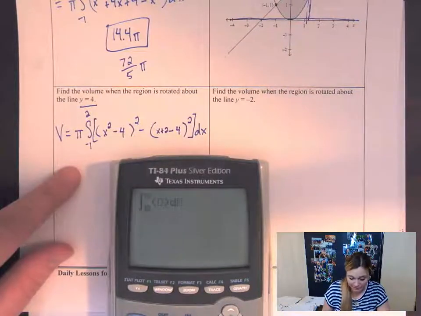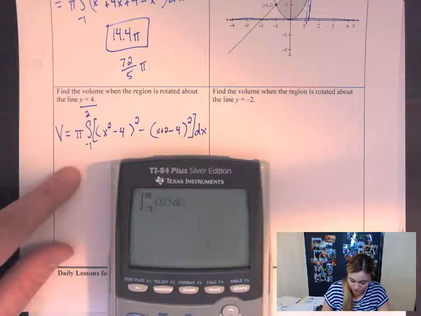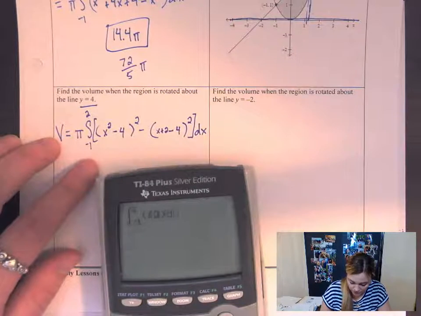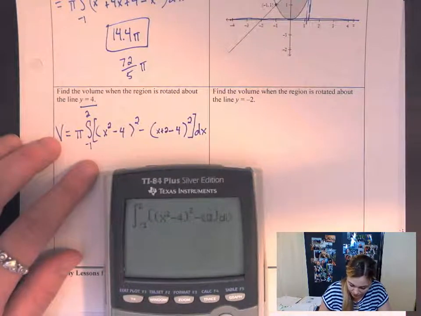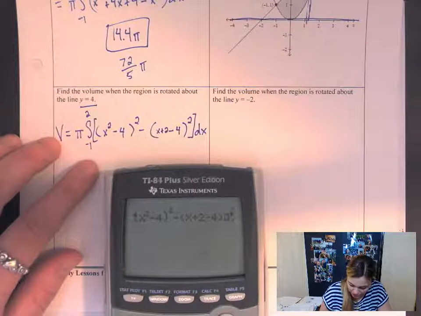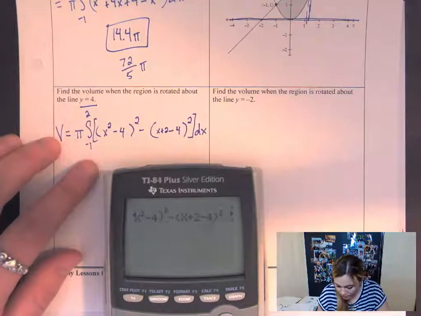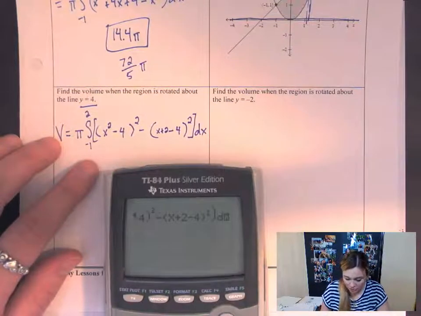So math 9, from negative 1 to 2, x squared minus 4 minus x plus 2 minus 4. Don't forget about squaring it. All of this is in parentheses, that's all good. So I forgot to put the x again. Sorry, I couldn't see it.